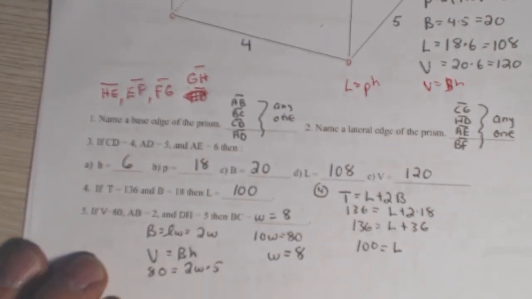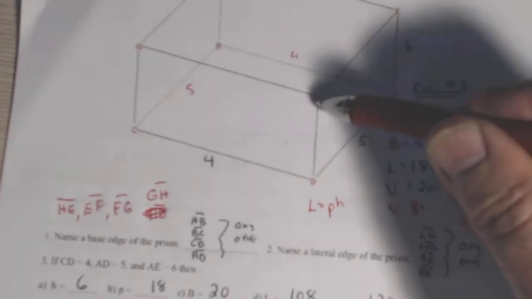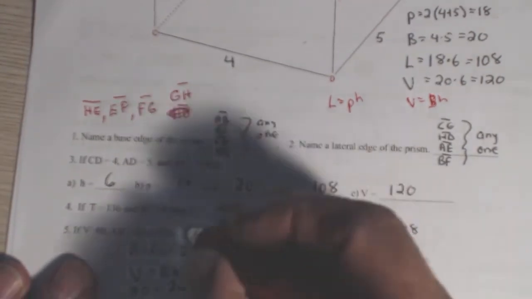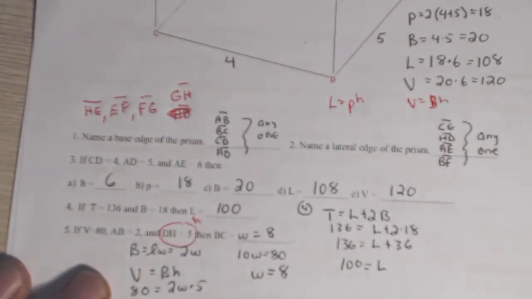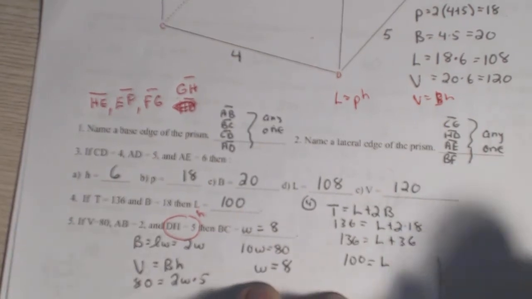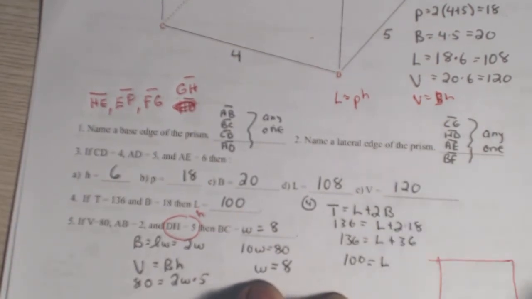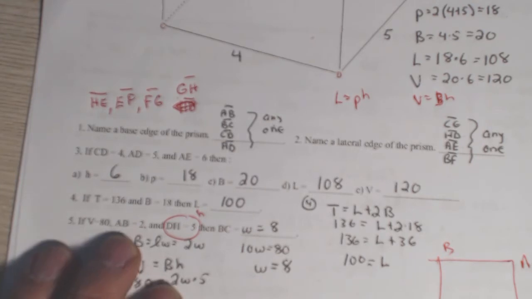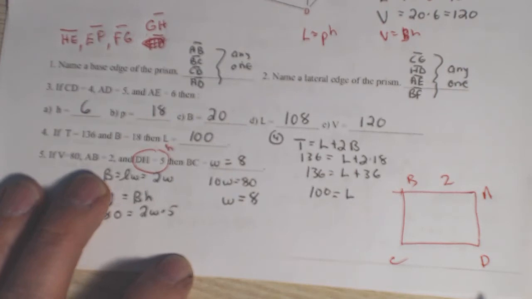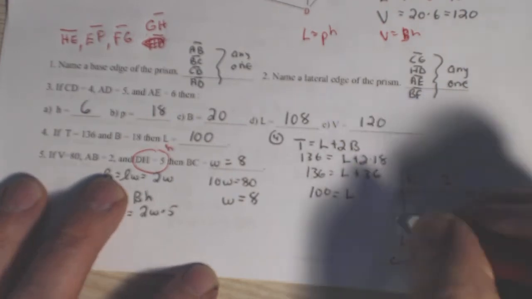Number 5 is a similar type of problem. Here we know the volume. We know DH. Now if we go back and look at what DH is, it's the height of the prism. So when it says DH is 5, it's really telling you the height of the prism is 5. It wants the length of BC. Well, I'm going to draw just a picture of my base down here real quick. It's ABCD, and in this problem, AB is 2. There's ABCD. And we want to find BC.